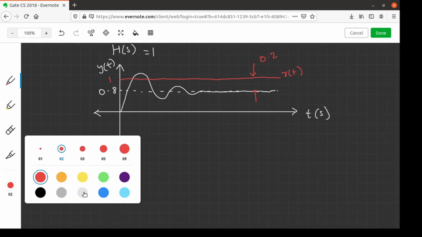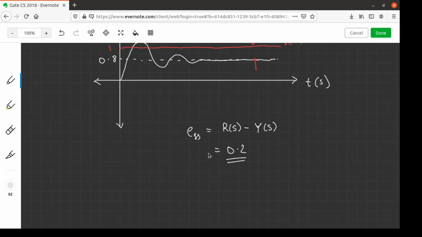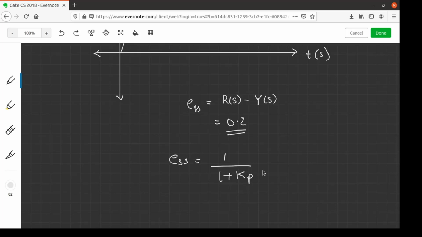Now you know that the steady state error ESS, which is equal to R(s), that is the reference input, minus Y(s), that is the step response, is equal to 0.2. Since we know that the steady state error for a unit step input can be found out by ESS equals 1 by 1 plus Kp, we can equate these two, where Kp is the positional error constant given by Kp equals limit s tending to 0 G(s)H(s).